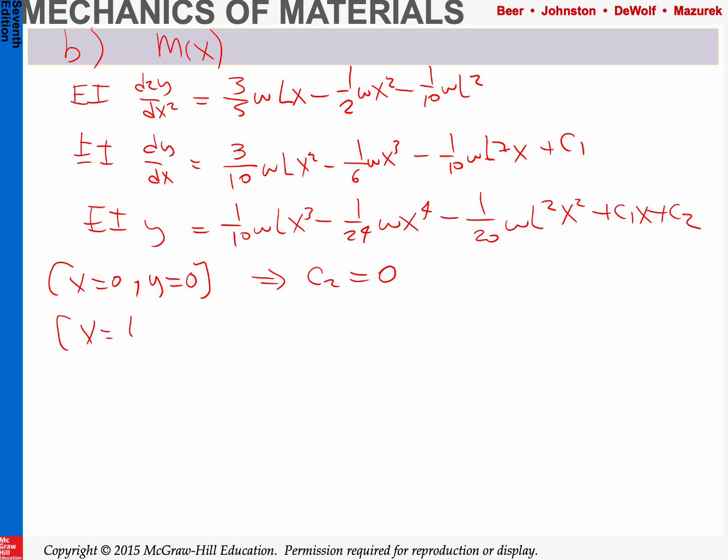Our other boundary condition gives us C1 is 1 over 120 WL cubed. So let's go to the next slide and solve the rest of the problem.